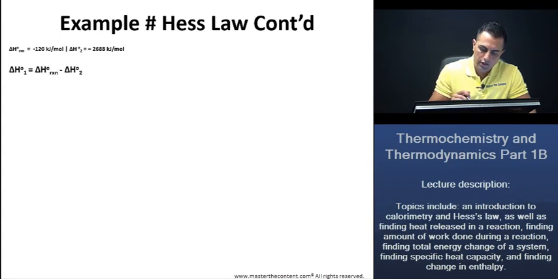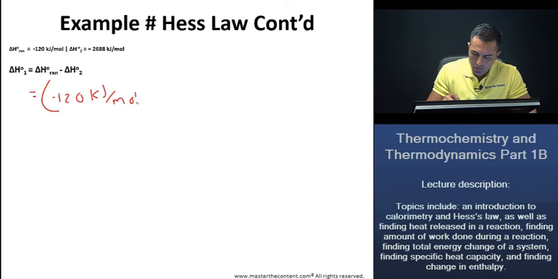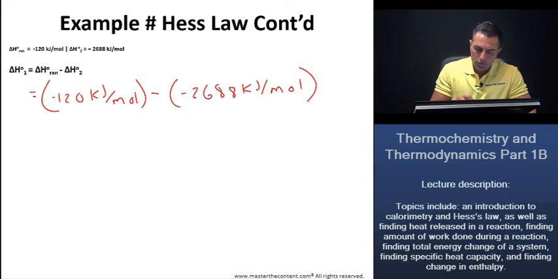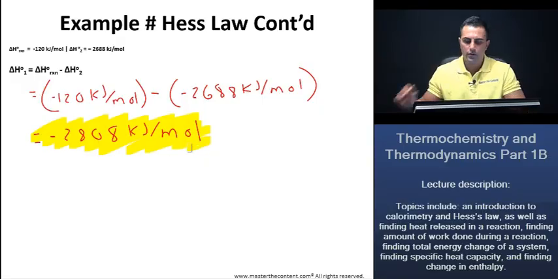Great. If we take a look here, this here is the equation that we had left off with. Let's go ahead and pick it up from here. If we just write in our values, we know that this is going to be negative 120 kilojoules per mole, minus negative 2,688 kilojoules per mole as such. And once we equate that, we see that we get a value of negative 2,808 kilojoules per mole. And that there is our answer. Great. Let's now move on.